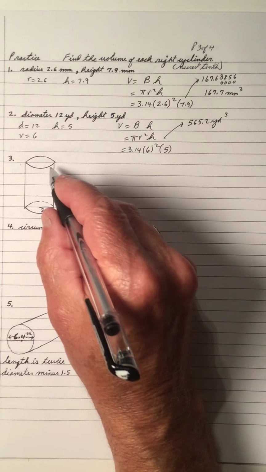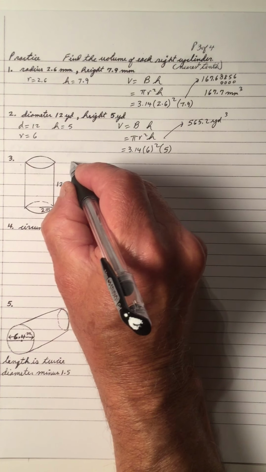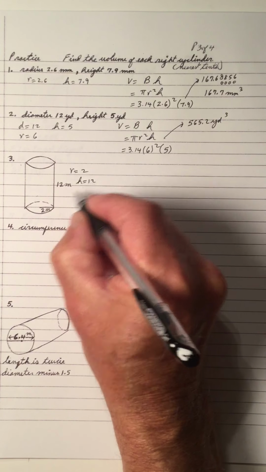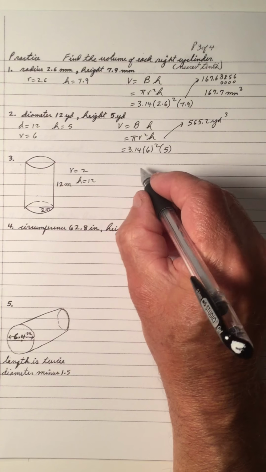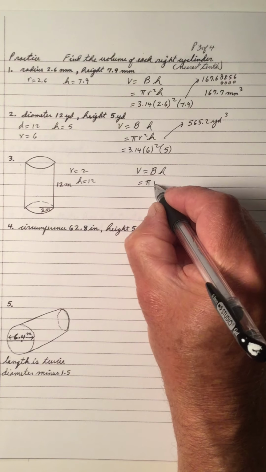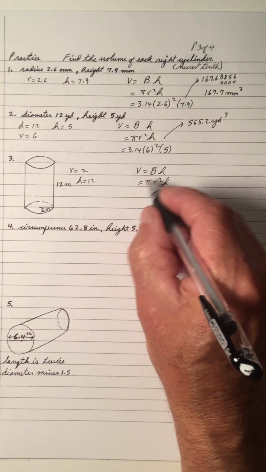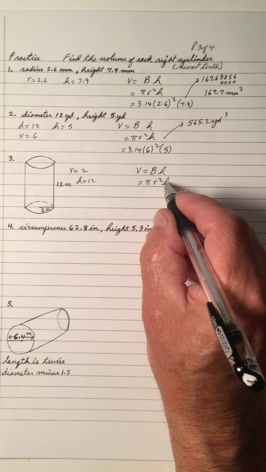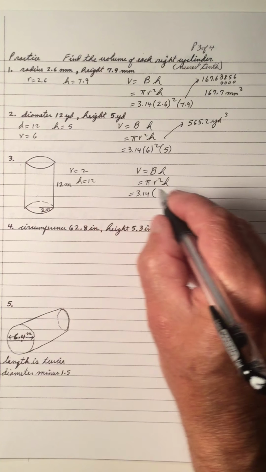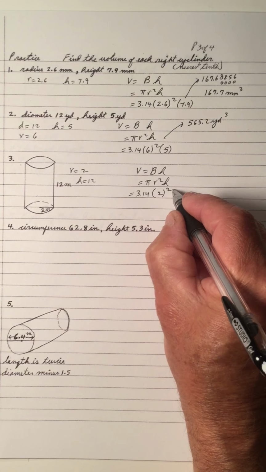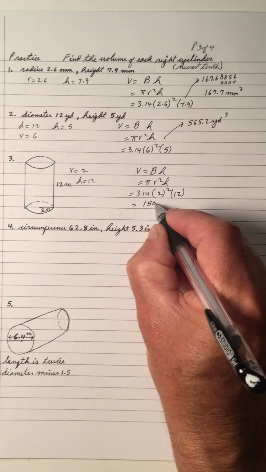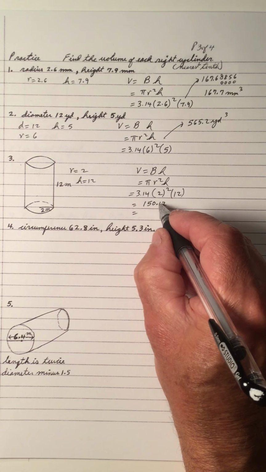Number 3, we have another cylinder. Notice the radius is 2 and the height is 12. And they're all the same units. So just a practice, the volume is base area times height, which is pi r squared h, because there's a circle on the bottom. The area is pi r squared times its height. So it's 3.14, and the radius is 2, so it's 2 squared. Height is 12. When you multiply all that out with a calculator, you get 150.12, and it's to the nearest tenth.